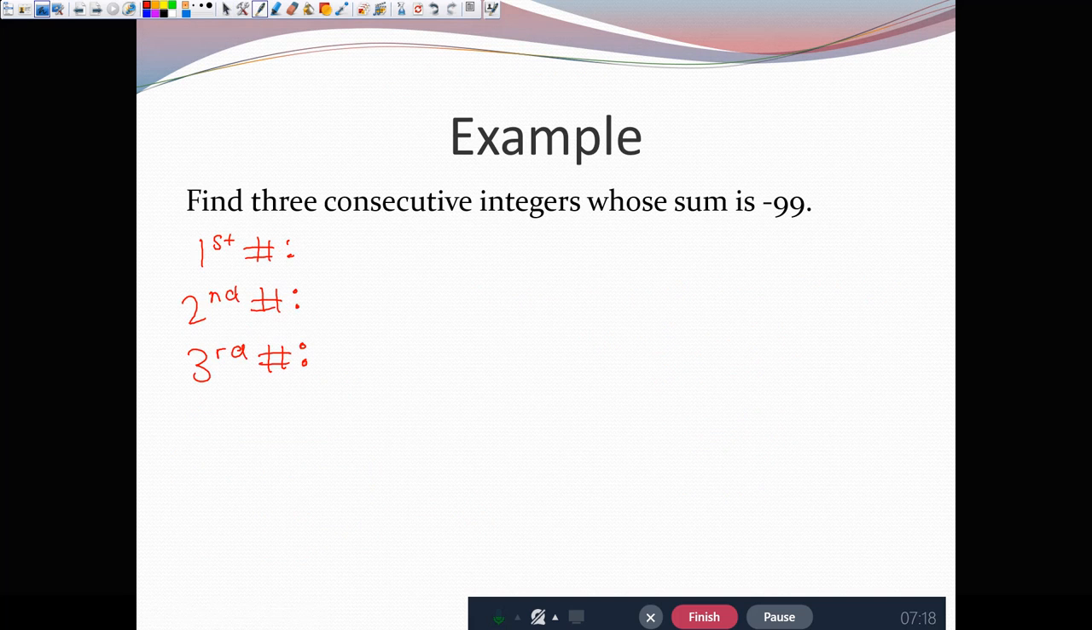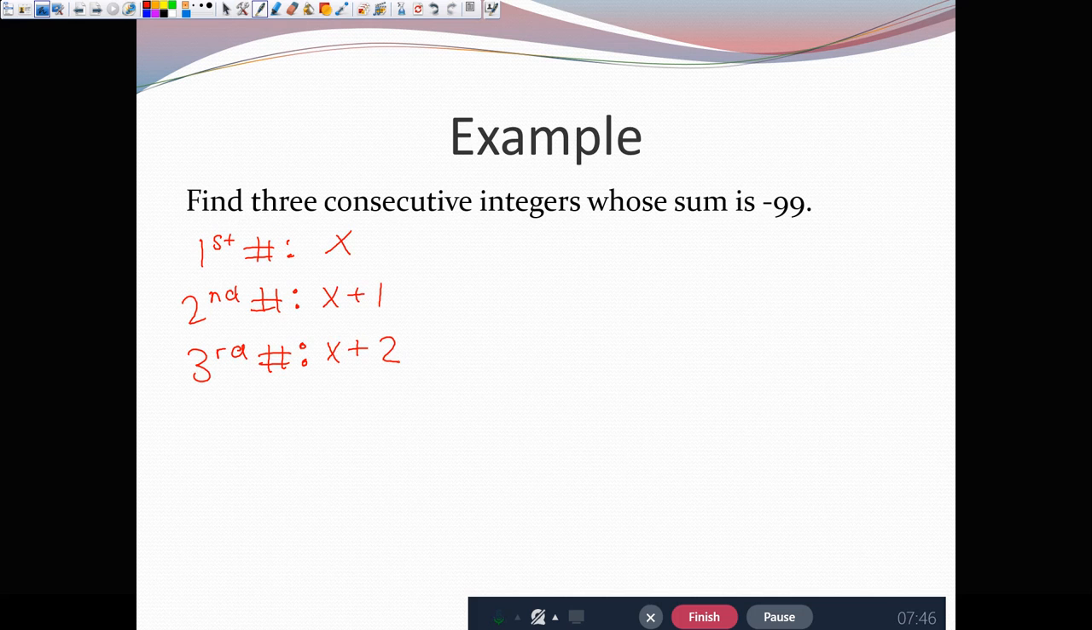So if I had a number like 1, what would be the next number? 2. And what would I have to do to that number to get from 1 to 2? Add 1. So my first is going to be my smallest, so it's just x. Then I'm going to do x plus 1. And then what would be my third integer? x plus 2.